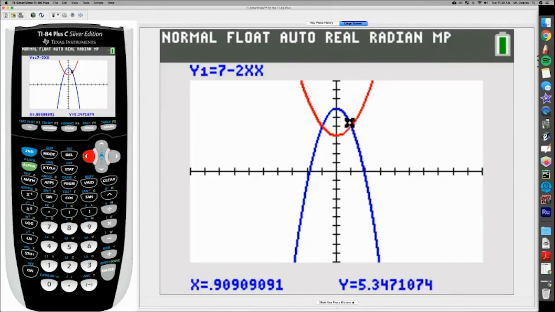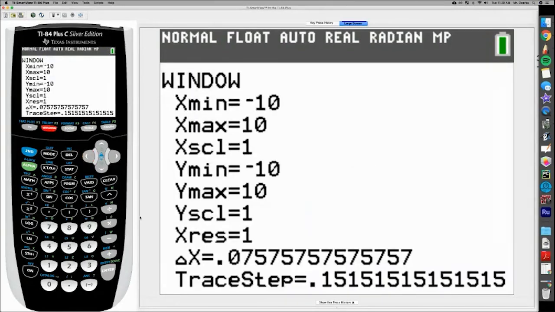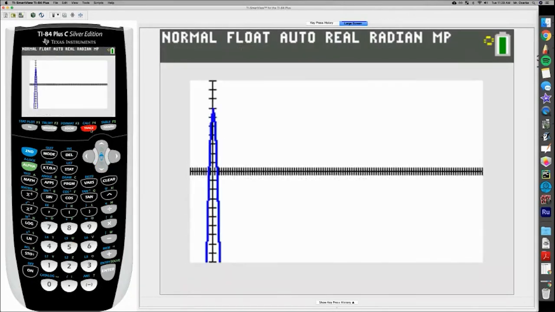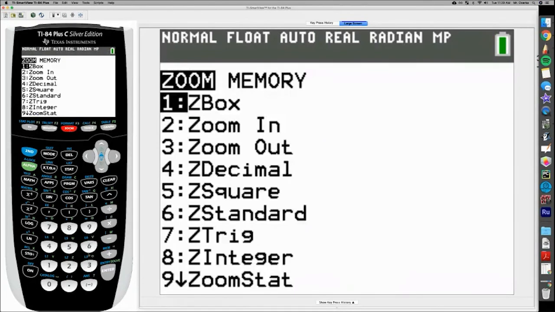I don't even know why it's jumping like this. Actually, I do know because it's in Windows, and you can make it change. It changes by 0.75757575. If you had it change by something different, which I don't advise doing, let's just say we had it changing by like 0.5. Oh, geez. Never mind. Don't do that. This is embarrassing. I don't even know what's going on right now. Jeez. All right. Zoom 6.